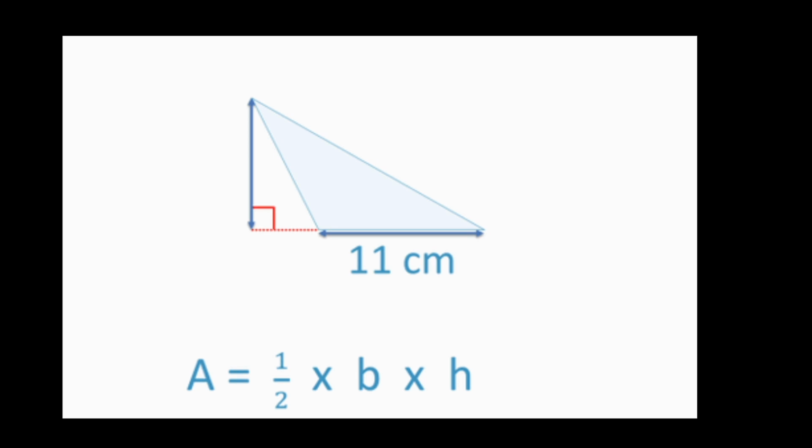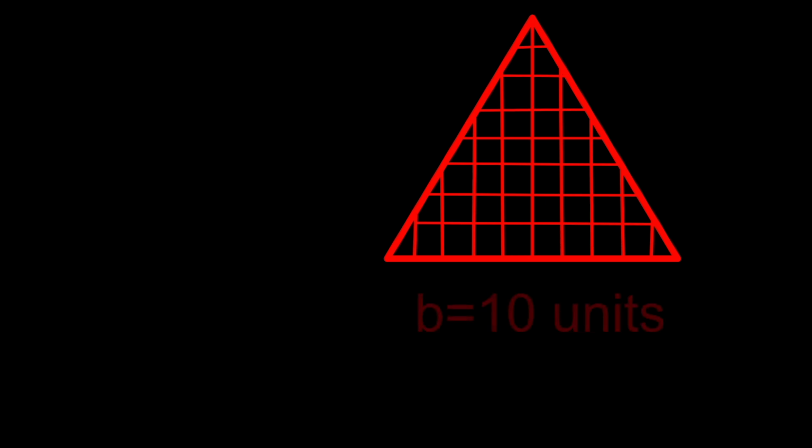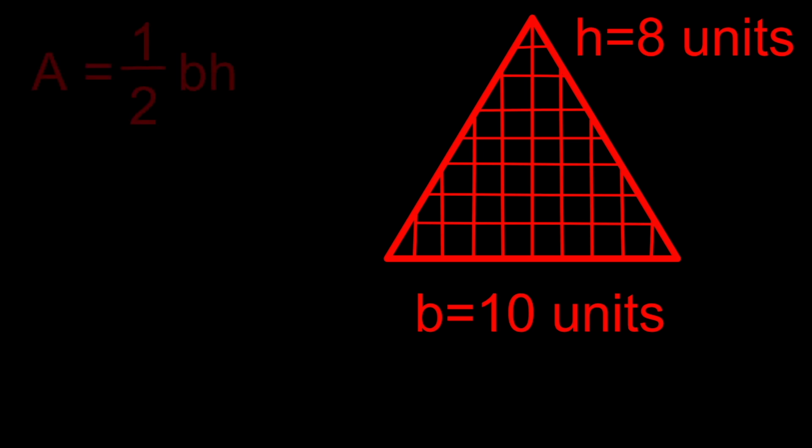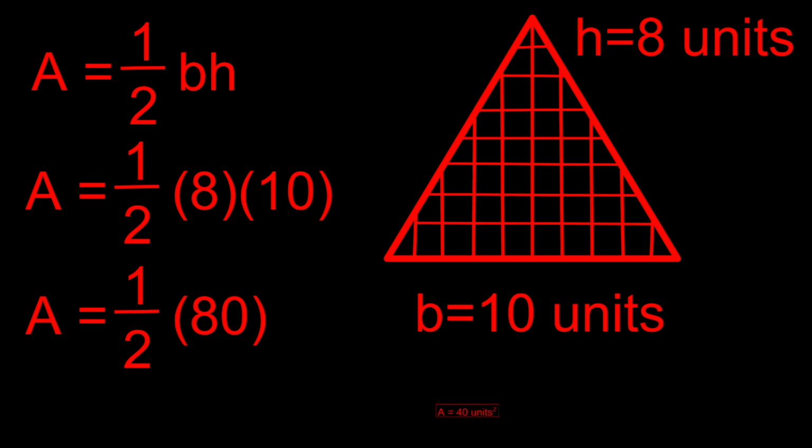This triangle has a base of 11 and a height of 8. 11 times 8 is 88, and half of that is 44 centimeters squared. This triangle has a base of 10 and a height of 8. To find its area, we'll multiply 1/2 times its base times its height. 8 times 10 is 80, and half of 80 gives us 40 units squared.